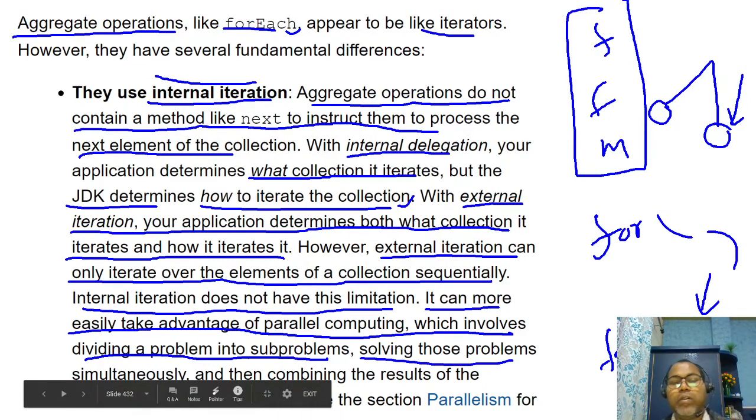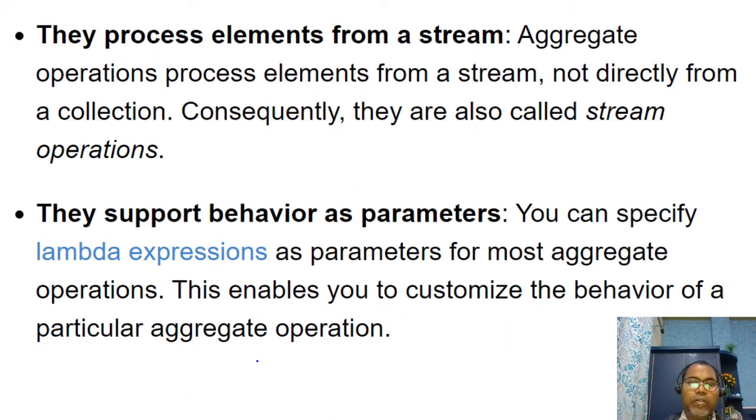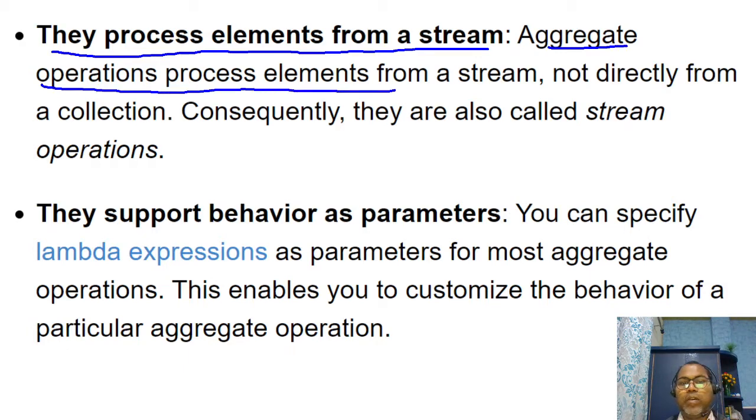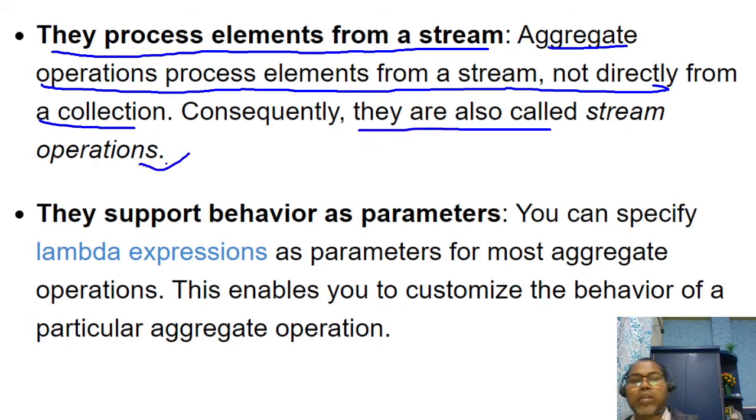So if we use the internal iterator forEach, it helps us: you just say this is my collection, and it takes an internal decision on how to retrieve and process the data. If we use an internal iterator like forEach, it processes elements from the stream. The aggregate operations process elements from a stream, not directly from your collections, so they are also called stream operations.